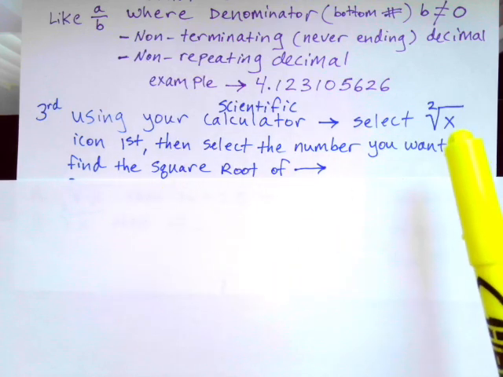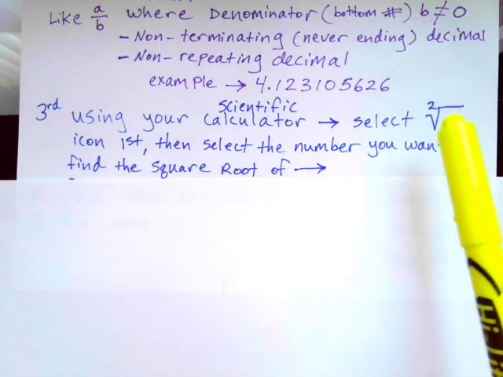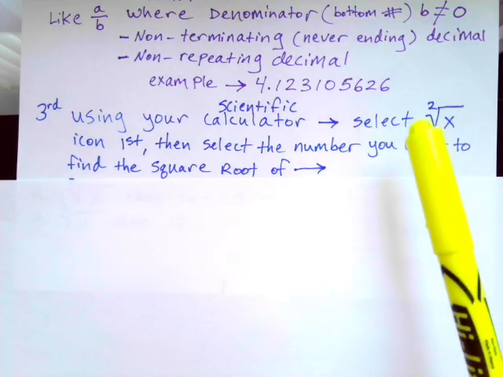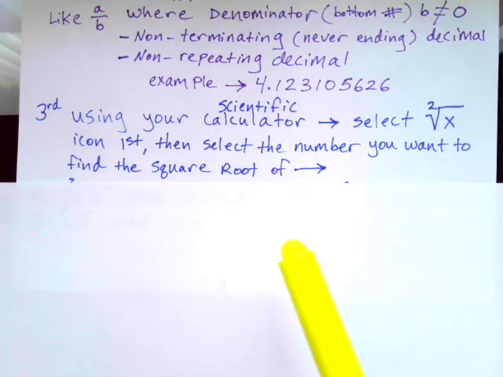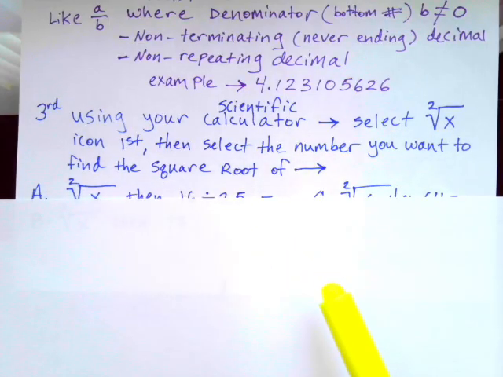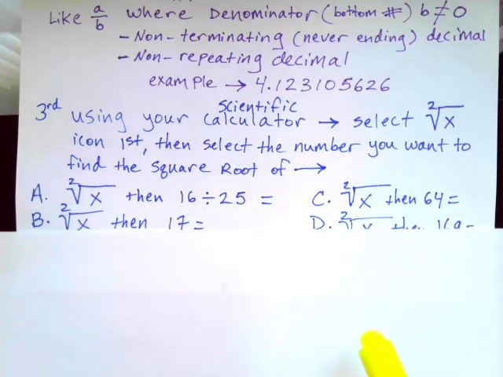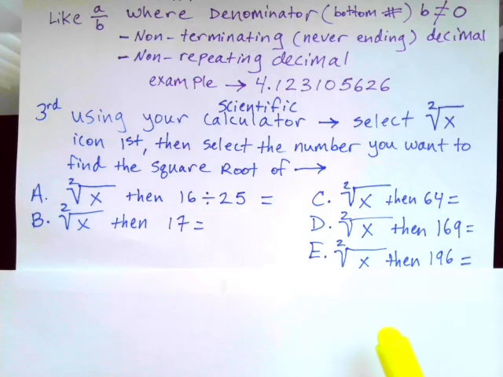So if there was a 144, you're looking for the square root of 144. First you hit this icon, and then you would select 144. You'd hit the equal button, and you'd be able to find a decimal value. So let's go ahead and do that, right?